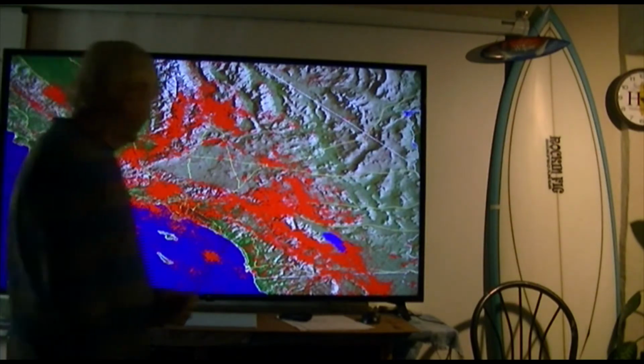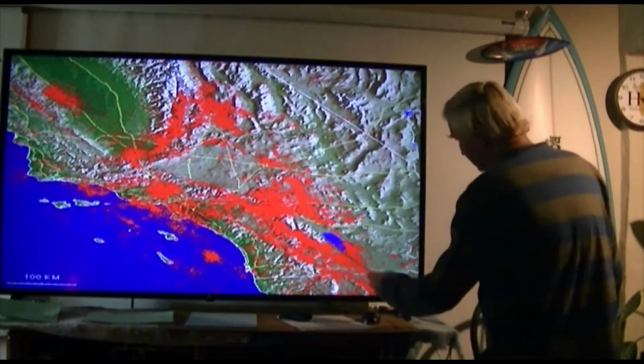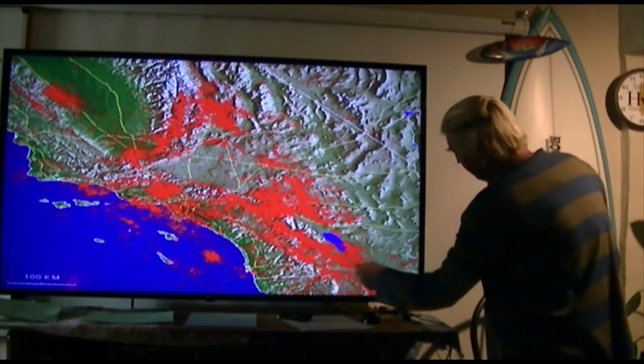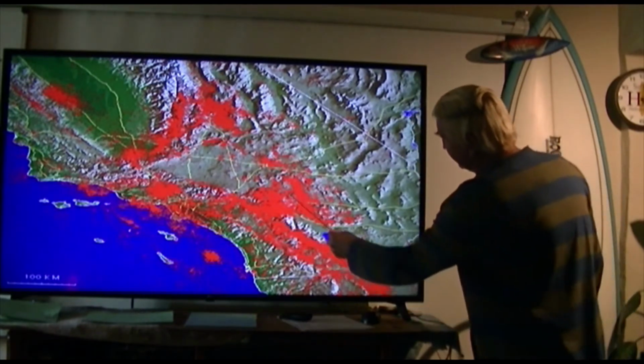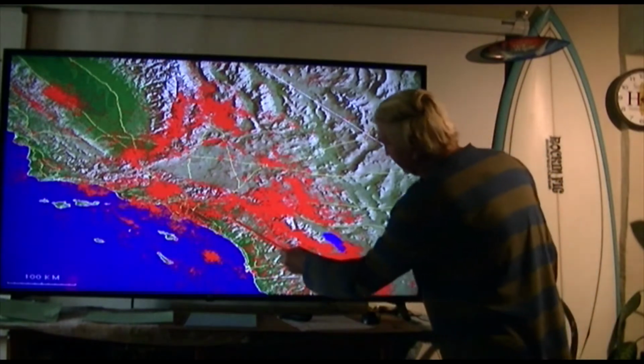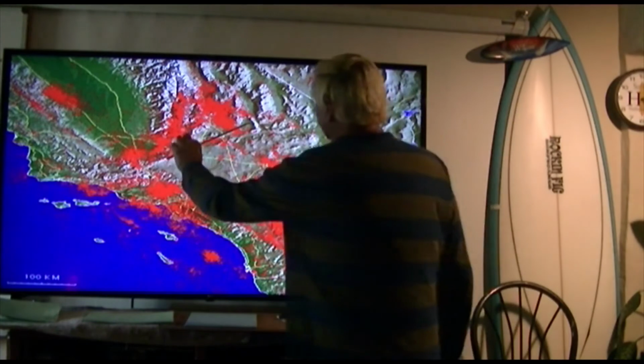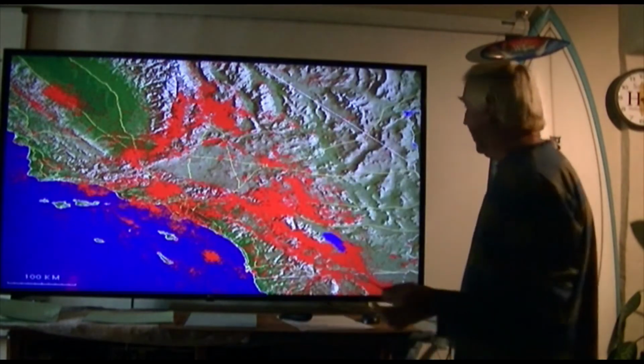So here, notice that all the red dots form a nice little linear line right here. Can you see this? Nice linear line here. There's another one here. There's another one here. So you can see where these dots actually form a nice linear pattern. Those linear patterns are faults.